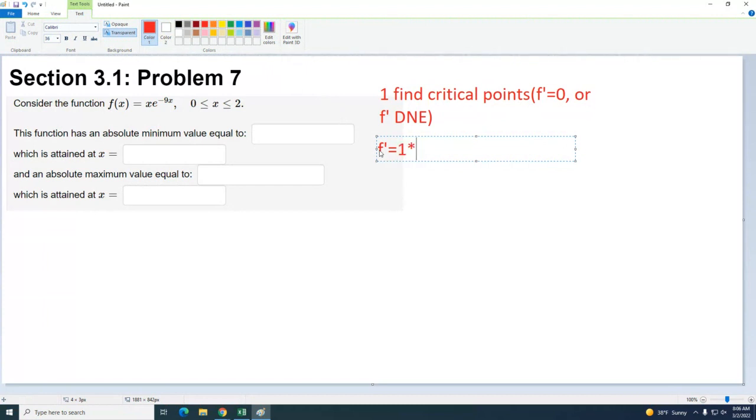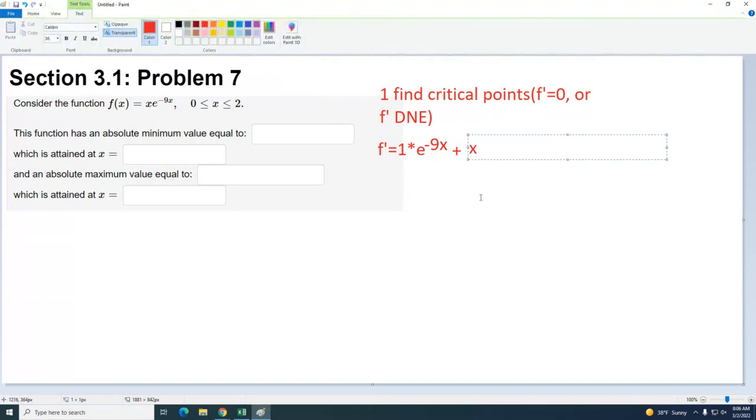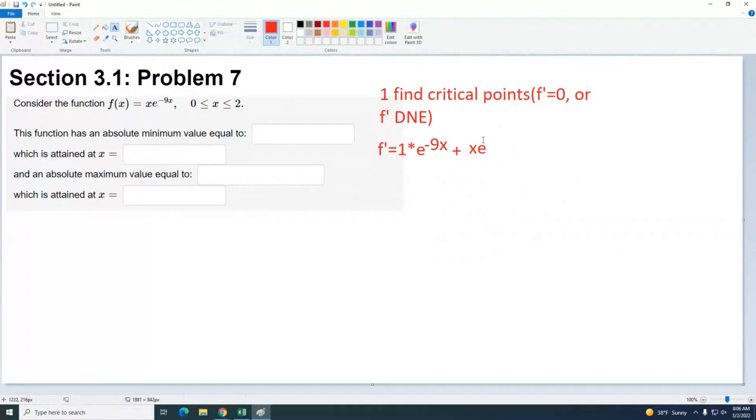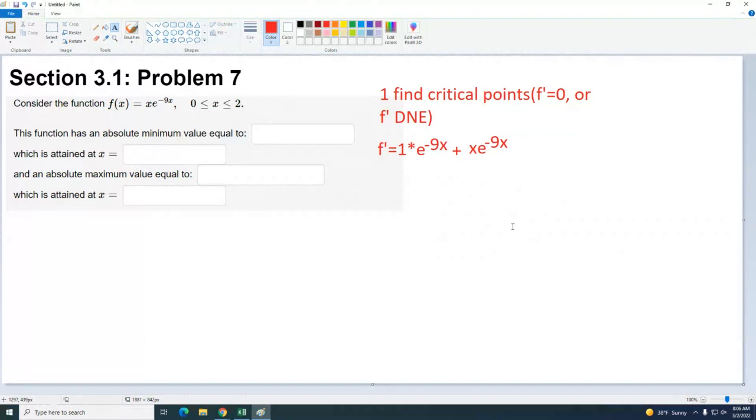So we'll have 1 times e to the negative 9x, and that's one term. Then we keep the factor x, but differentiate the e to the negative 9x. The exponential function's derivative is itself, so we have e to the negative 9x. But we don't have e to the x, we have e to the negative 9x, so the negative 9x is an inside function, a composition inside the exponential function.